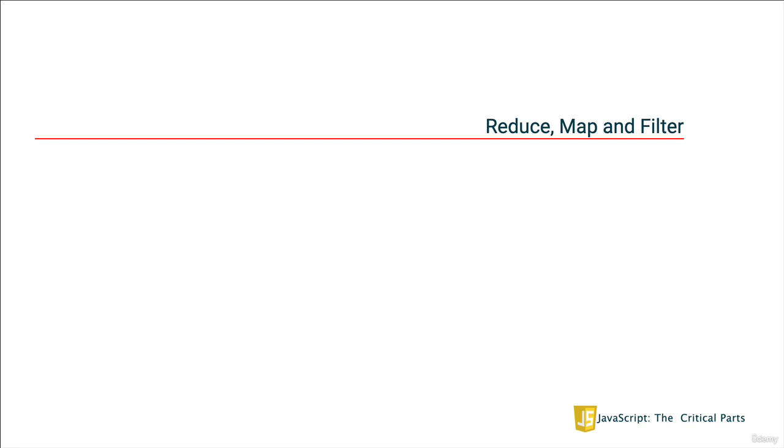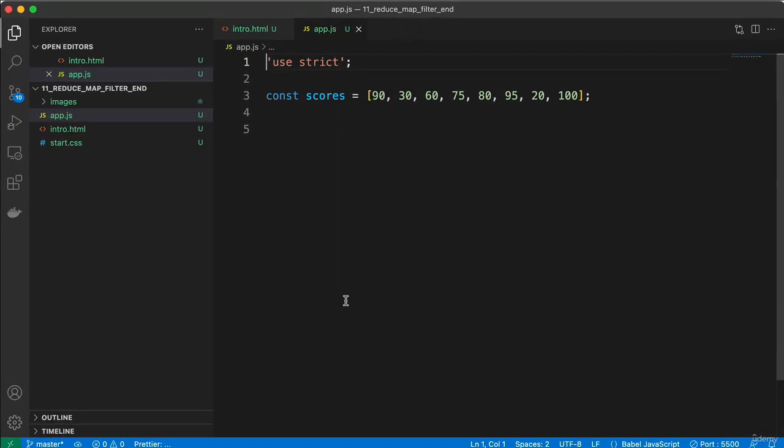Now, to introduce the map, filter, and reduce methods and how they are more declarative, I want to present a simple scenario that we will solve first with a loop and then use one of these methods. All right, so I have here an array of scores. We've got 8 scores there. And let's say I wanted to sum them. I wanted to get a total of all these scores together.